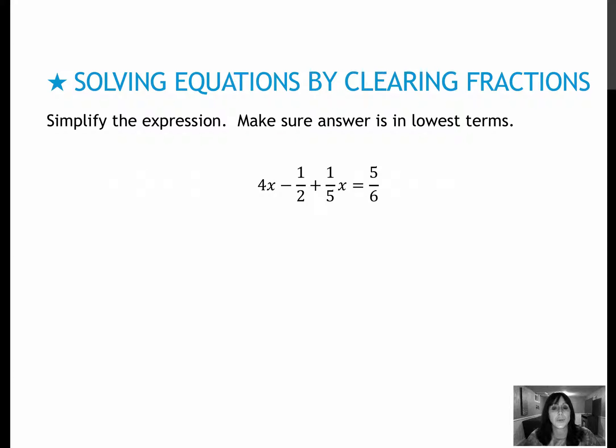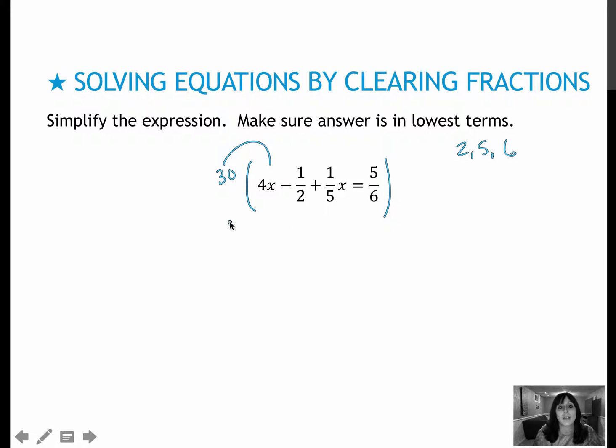Here's a question for you to try on your own. I know we just did this question, but I would like you to try it by clearing fractions now, and then see if you get the same answer, which was 20 over 63. So I'm going to multiply everything. In this case, I have 2 and 5 and 6. So I'm looking for the number that 2 and 5 and 6 go into, and in this case that would be 30. So I'm going to take everything times 30.